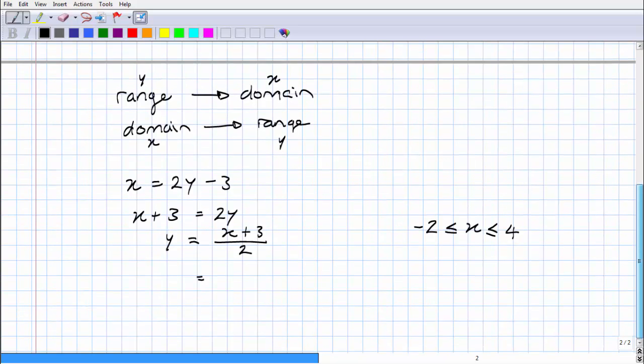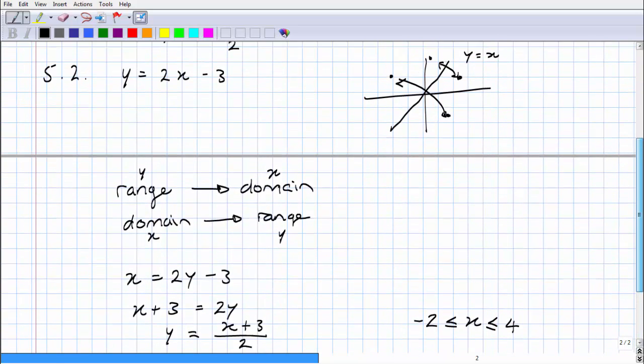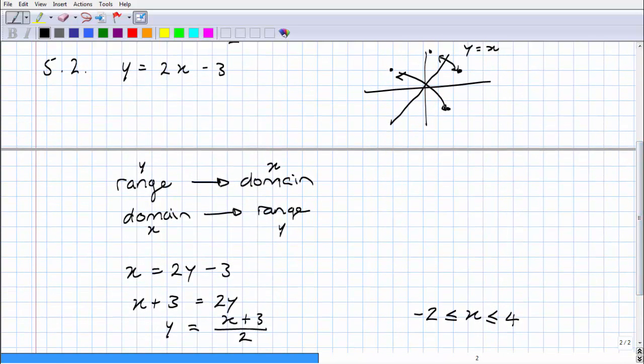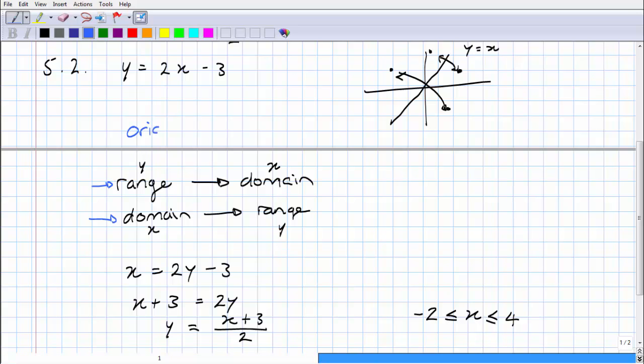They're not actually looking for the equation, they're just asking for the domain. So the easiest thing to do would just simply say, well, we know the domain of the original. So if we know the domain of the original, can we just calculate the range of the original? And if we know the range of the original, then we can get the domain of the new. So this is the original, and this is the inverse.